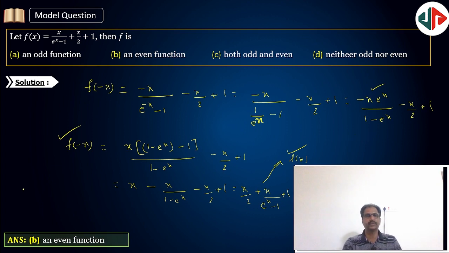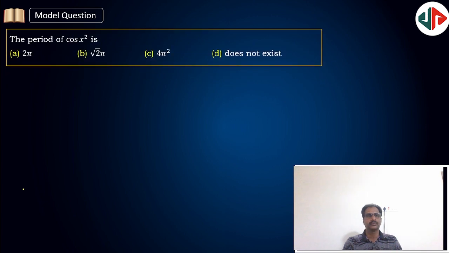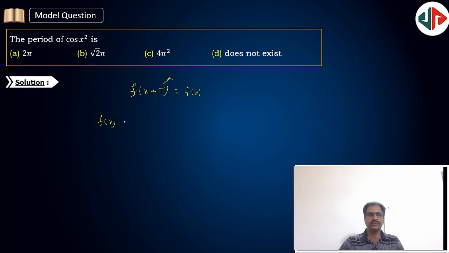Okay. Next. What is the period of cos of x square? So what is the definition of a periodic function? If f of x plus t is equal to f of x, then the function is said to be periodic and the least value of t is said to be the period. Now for f of x is equal to cos of x square, for no value of t you will get f of x plus t as f of x. So this is not a periodic function.